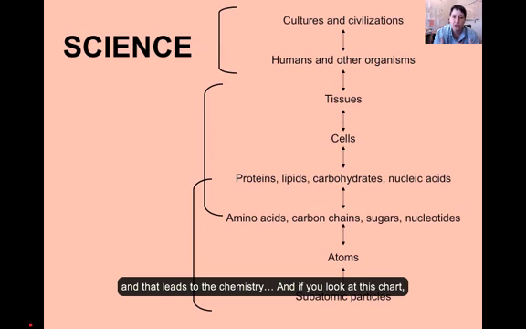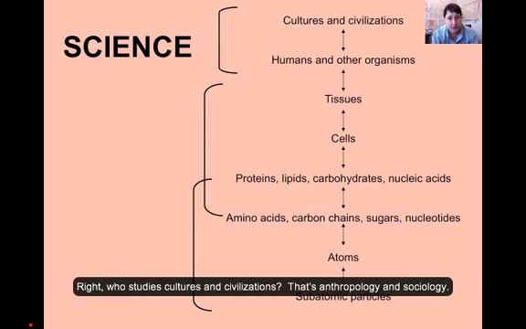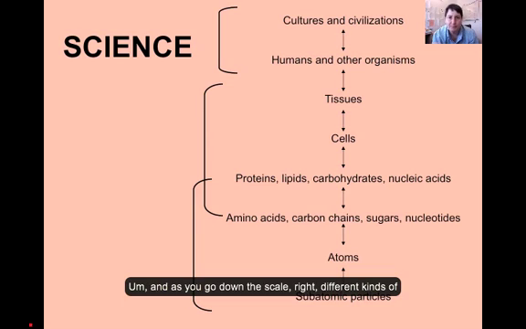And if you look at this chart, that leads to the formation of building blocks such as amino acids, carbon-containing molecules such as sugars, nucleotides, lipids, everything you can imagine. And as we go up the scale, we get further and further away from the building blocks, but it really is the building blocks that lead to the formation of cells, tissues, humans, other organisms, and ultimately to cultures and civilizations in the world, right? Who studies cultures and civilizations? That's anthropology and sociology. Those are pseudosciences, so, that's what we call them.